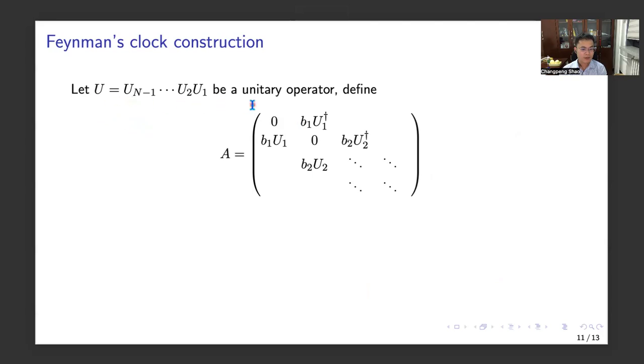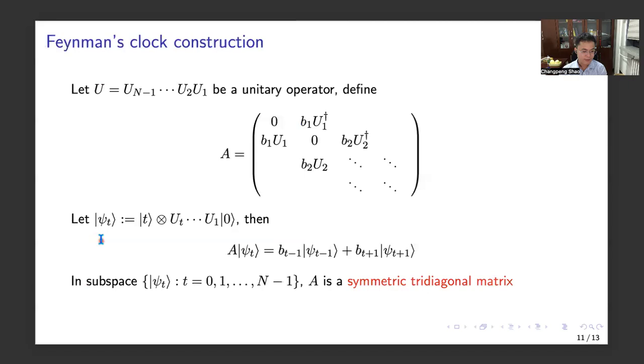Here, let's say U is any unitary operator. We consider this kind of Hermitian matrix A. So if psi t is the state U_t through U_1 applied to 0, where t means the time, and we apply A to this psi t, it is a linear combination of psi t minus 1 and psi t plus 1. So this is something like a random walk on a line. So this means we move forward, and this means we move back. So in this subspace, A is a symmetrical tridiagonal matrix. Okay, this is a construction we will use.